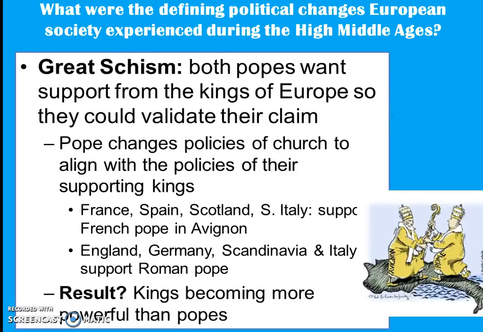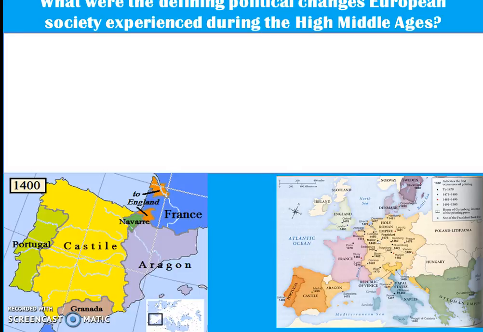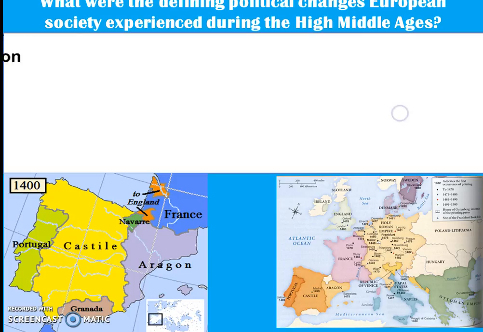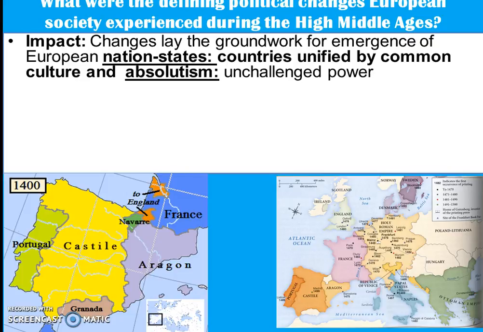The church eventually is reunified, but we see still the lasting impact is that the kings have now claimed that they are more superior than the Pope. So that Great Schism really flips the scale on which is more important, church or state. So this lays the groundwork for the emergence of European nation states. A definition of a nation state is a country unified by common culture. Remember, I said they had the same language, they had the same religion, so these kingdoms you see down on this map are really the formation of the countries that you see today.